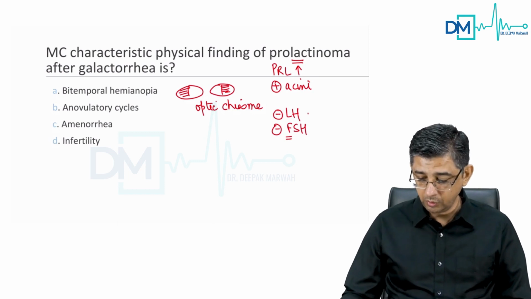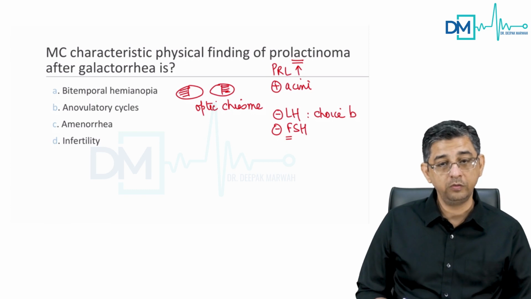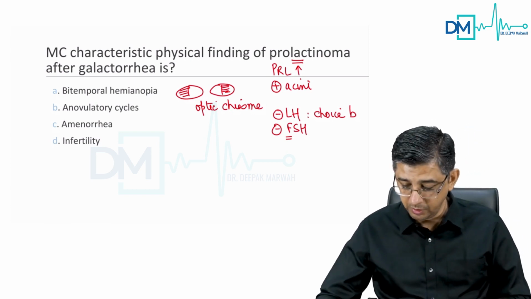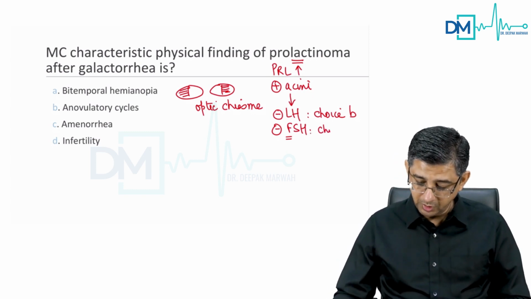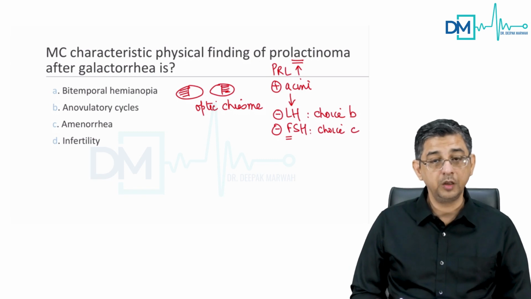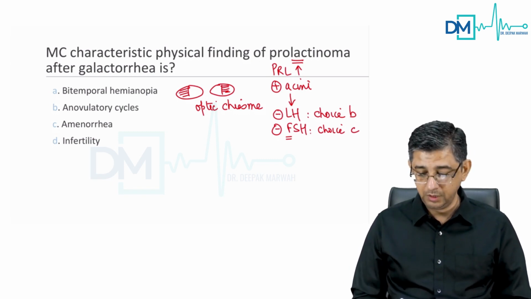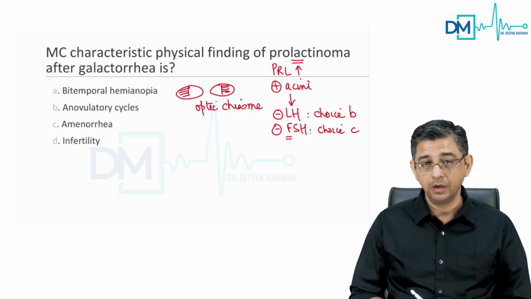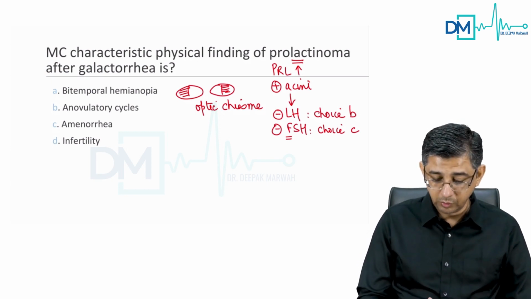So choice B of the MCQ, that is anovulatory cycles, can be explained by inhibition of LH by the increased values of prolactin, and choice C of the MCQ can be explained by the inhibition of FSH by elevated prolactin, the amenorrhea component. And obviously, if LH and FSH are not there, infertility would occur. So I'm still stuck. I mean, what is the characteristic physical finding? Well, the English words are to be remembered.